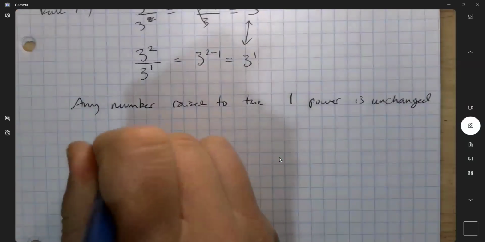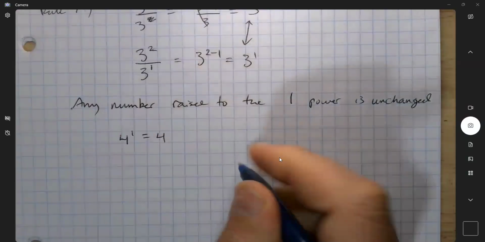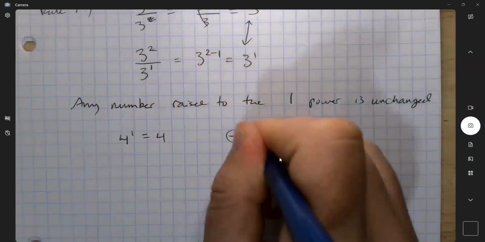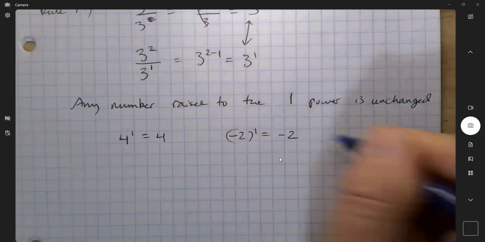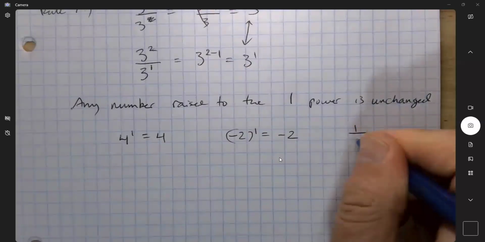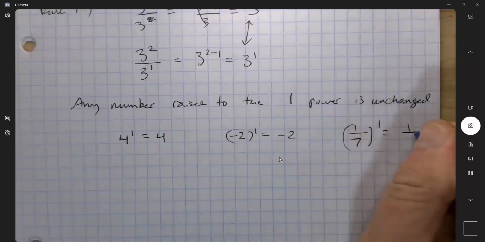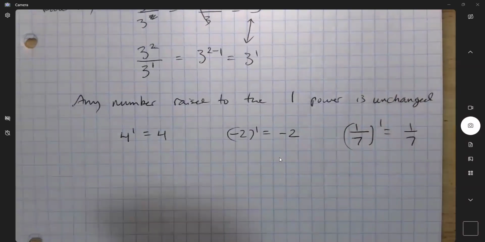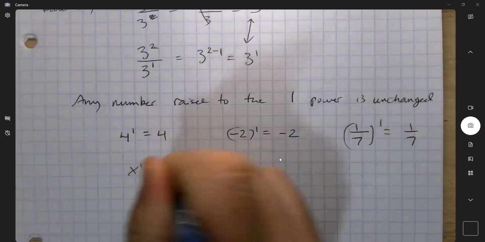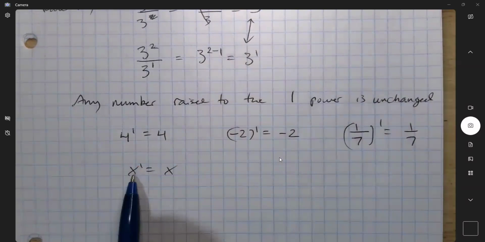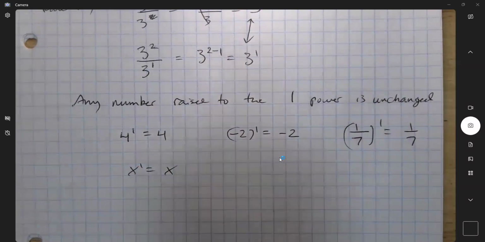I can take 4 to the 1, still 4. I could take -2 to the 1, still -2. I could take 1 over 7 to the 1, still 1 over 7. X to the 1, still x. We usually don't write x to the 1. We usually just write the x.